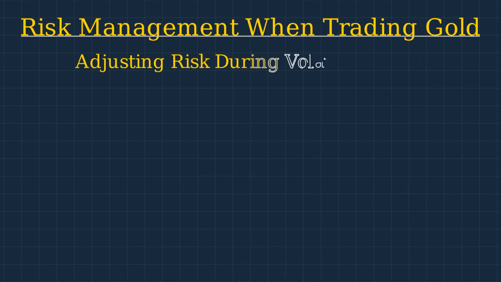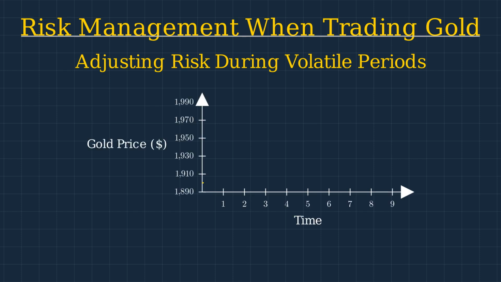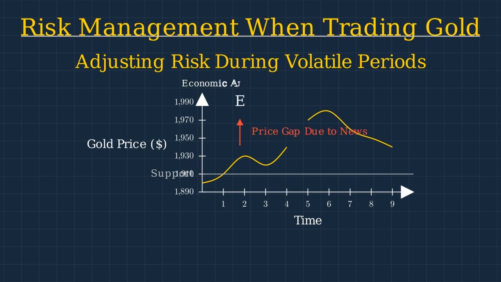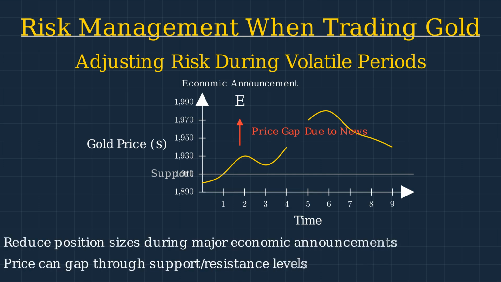During major economic announcements or geopolitical events, gold prices can gap through support or resistance levels. As shown here, significant news can cause gold to open at a much different price than its previous close, creating a price gap. To manage this risk, reduce your position sizes during uncertain periods. Price can gap through your stop-loss levels, potentially causing larger losses than anticipated.